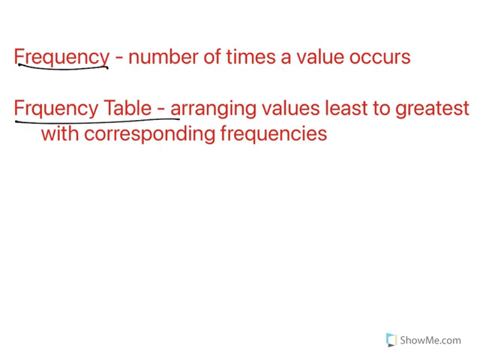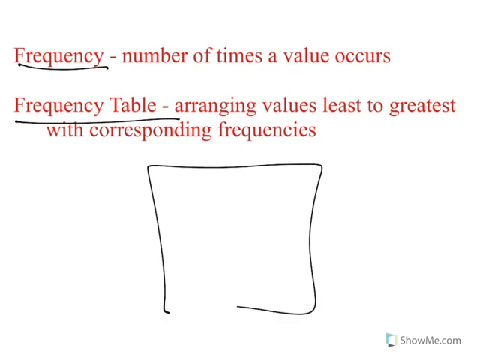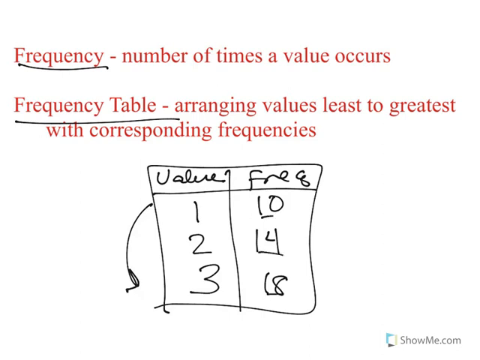The frequency table is really just an organization piece, right? In the frequency table, we are arranging values least to greatest with corresponding frequencies. So it's really just a way for us to organize things. It kind of looks like this, where we have the values on the left and the frequency on the right. So maybe we just have three values, 1, 2, and 3. 1 appears 10 times, 2 appears 14 times, 3 appears 18 times, right? It's a way to organize and arrange our values least to greatest with corresponding frequencies.